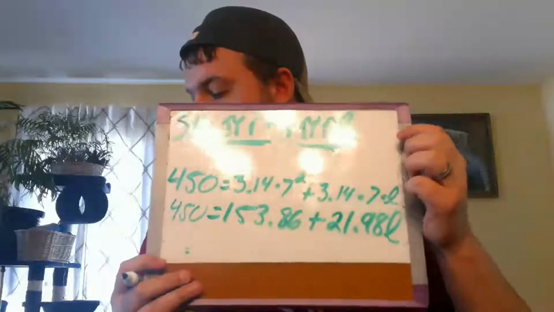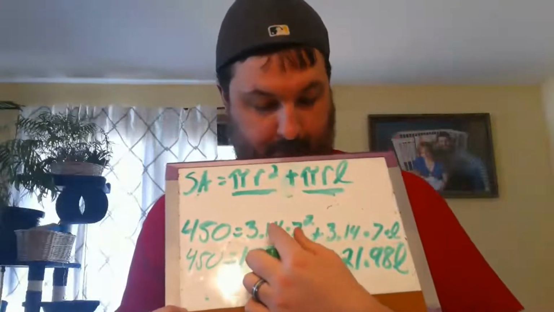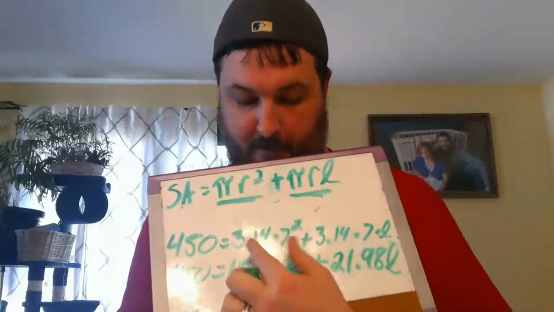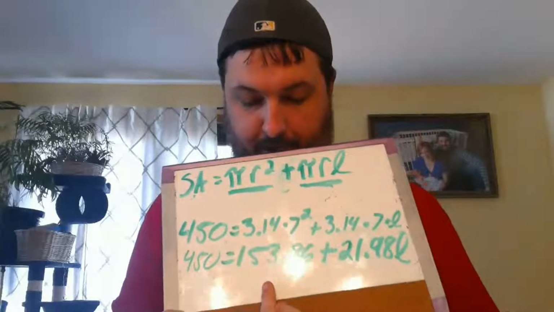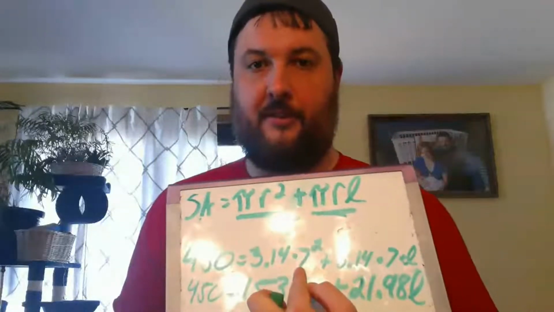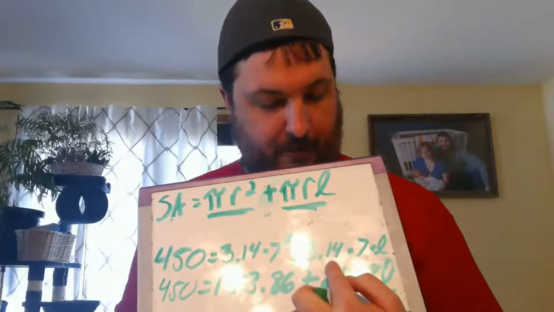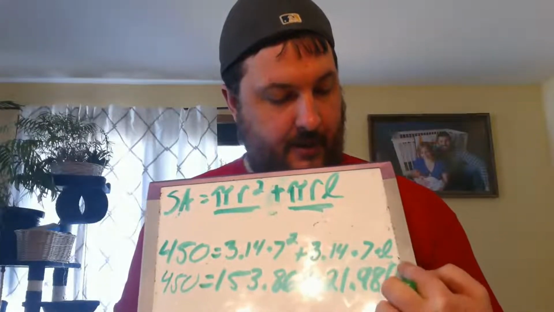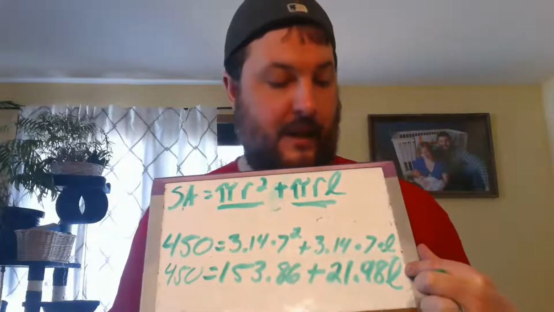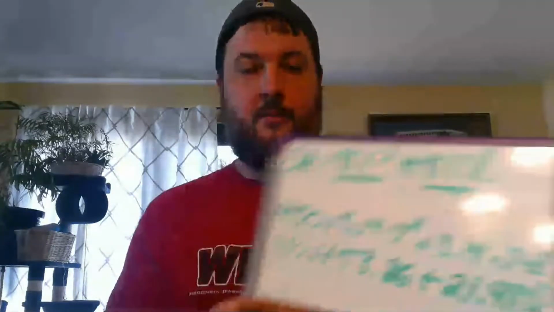So again, I plugged the numbers into the formula. To get this number, I did 3.14 times 7 squared. Plus, to get this number, I did 3.14 times 7, and then I still have that L left, which I have to solve for.